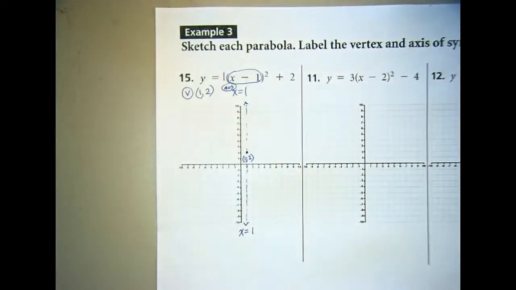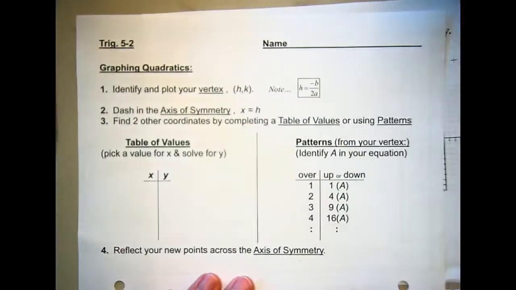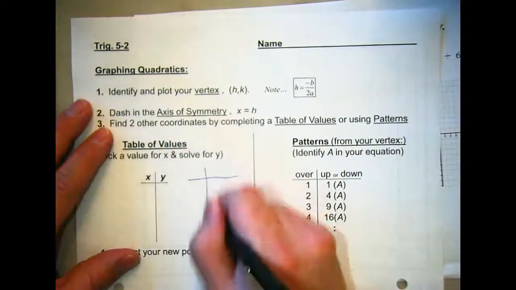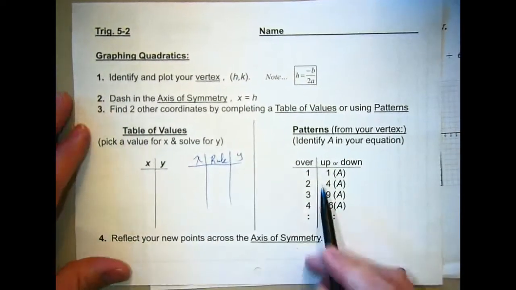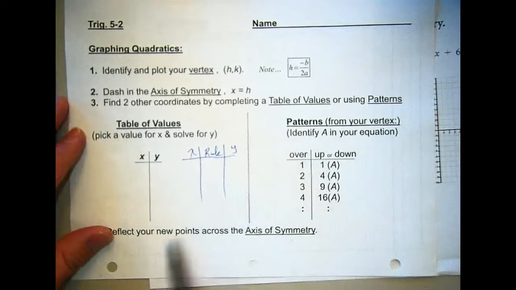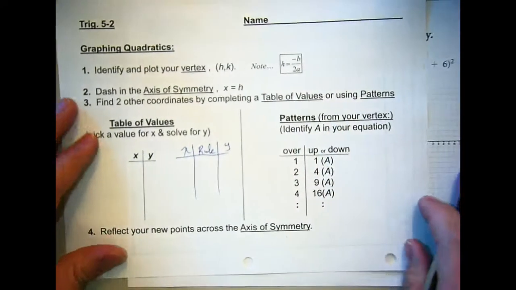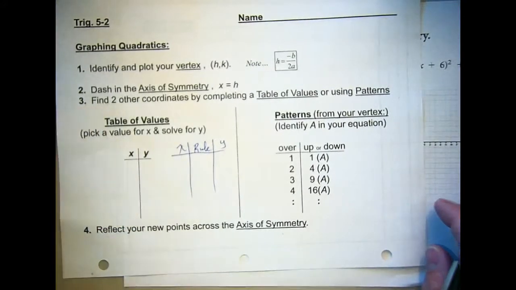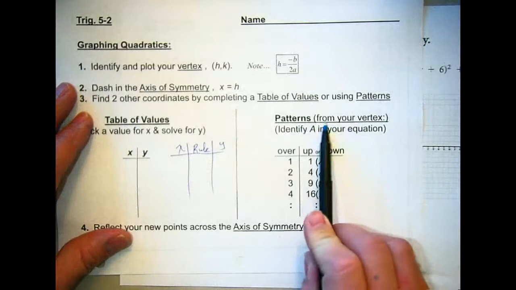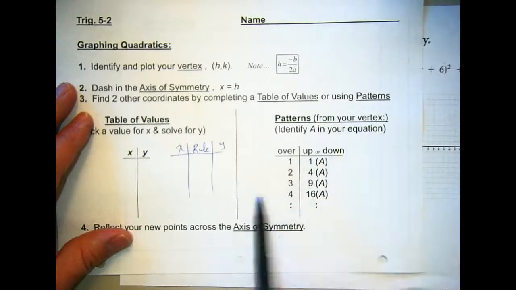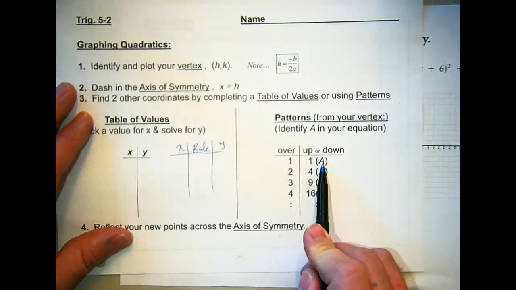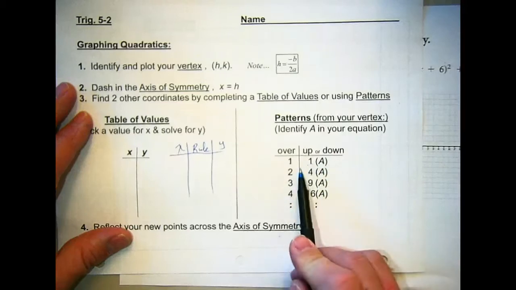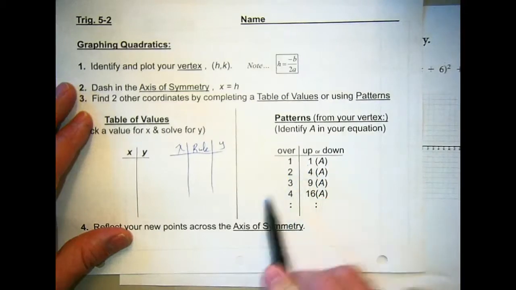Now, if we go back to our notes, step 3 says find 2 other coordinates by completing a table of values. And remember, some of you were using this one with me a minute ago where we put the rule here and y here. If you were here this summer, we talked about patterns. We said if you start at your vertex, now pay close attention, identify your A in your equation. From your vertex, if you go over this much and up this much and multiply it by A, you'll be at your next point. If you go over 2 and up 4A, you'll be at the next point. Going back to your vertex, go over 3 and up 9A, you're at the next point.